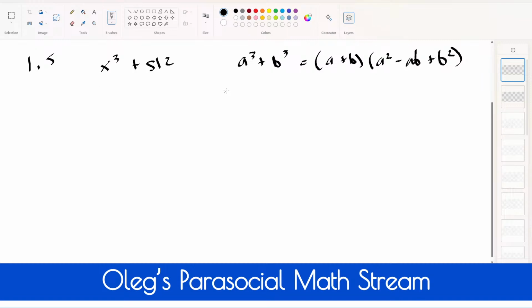Well, we know that a is equal to x, and we want to cube root 512. Okay, so what times what times what is going to give us 512, right? All right, well, it's something base 2 for sure. So if you don't know for sure, what we can do is start taking it apart. So let's break it down.